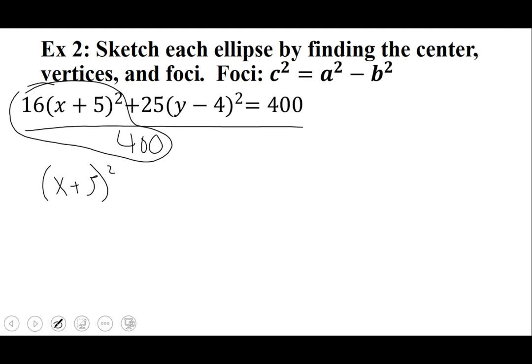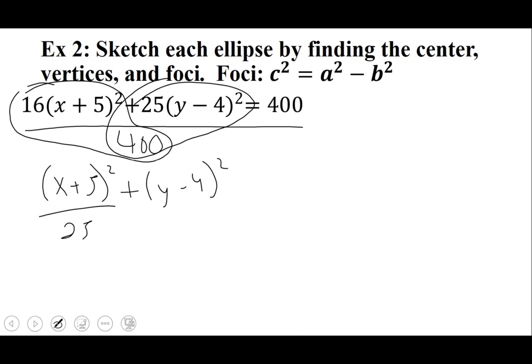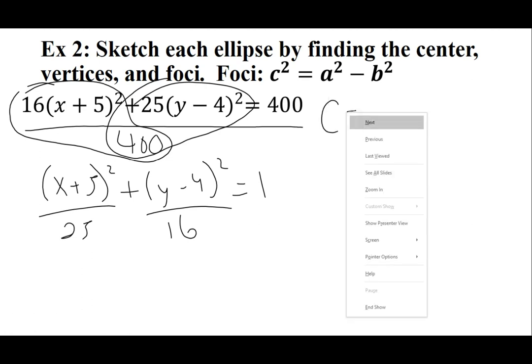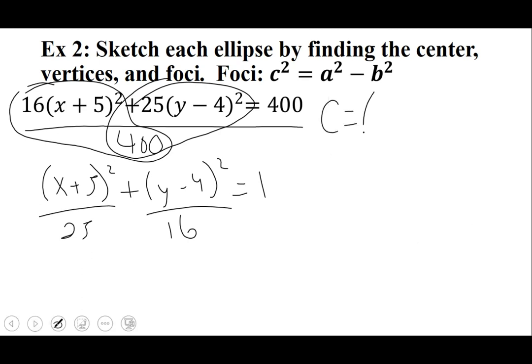So (x plus 5) squared is going to be over 25, plus (y minus 4) squared. When you divide 25(y minus 4) squared by 400, 25 goes into 400 16 times. And then, of course, it's always equal to the magic number 1, which it has to be. From here, we can see that the center is not going to be at 0, 0. The center, of course, is always the opposite of h, the opposite of k.